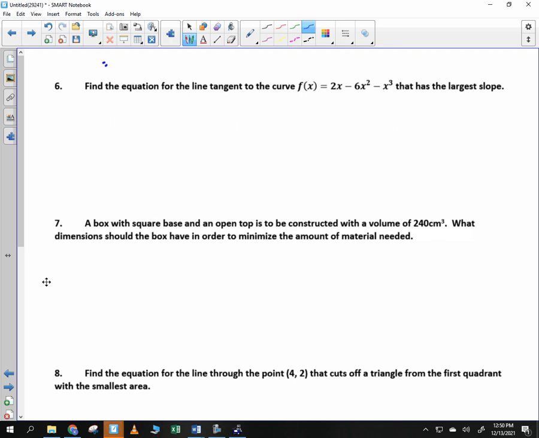Find an equation for a line tangent to that curve that has the largest slope. What does the curve look like? Upside down cubic.